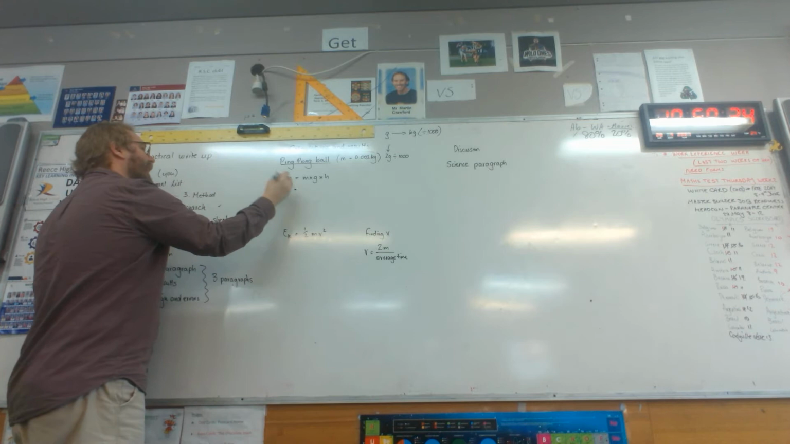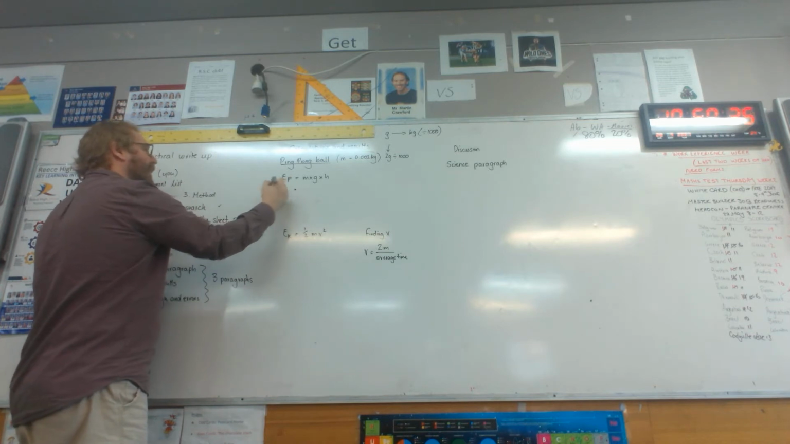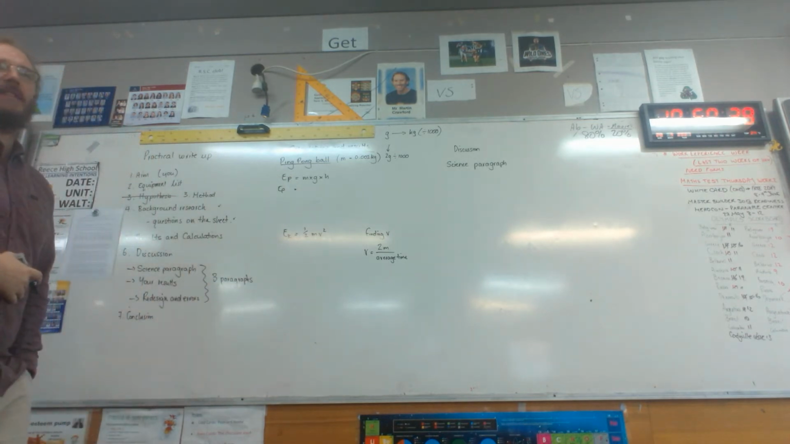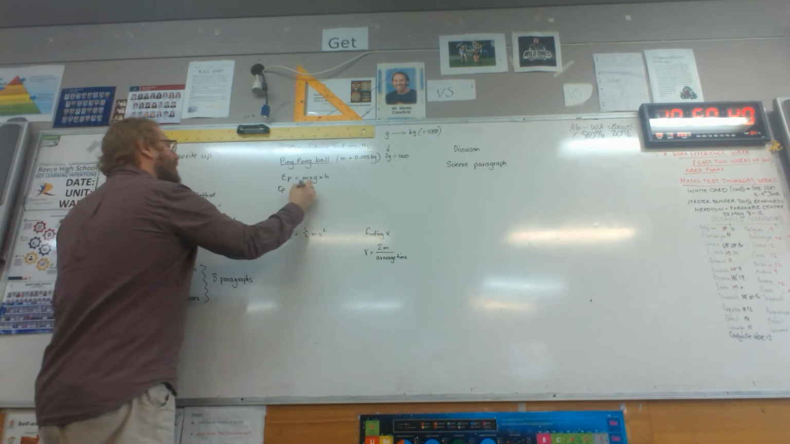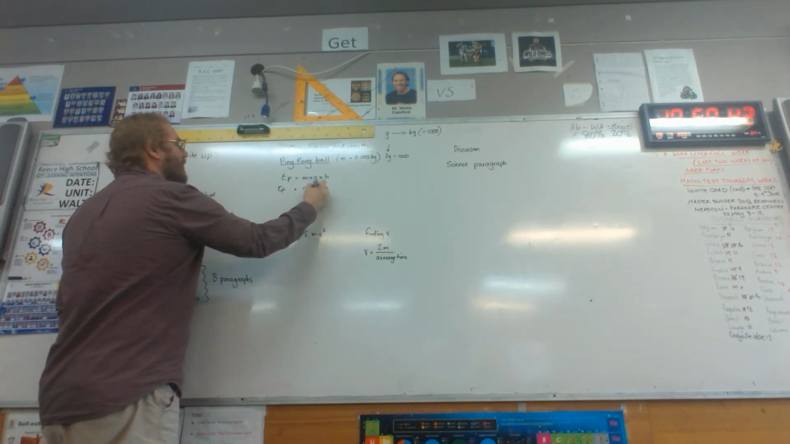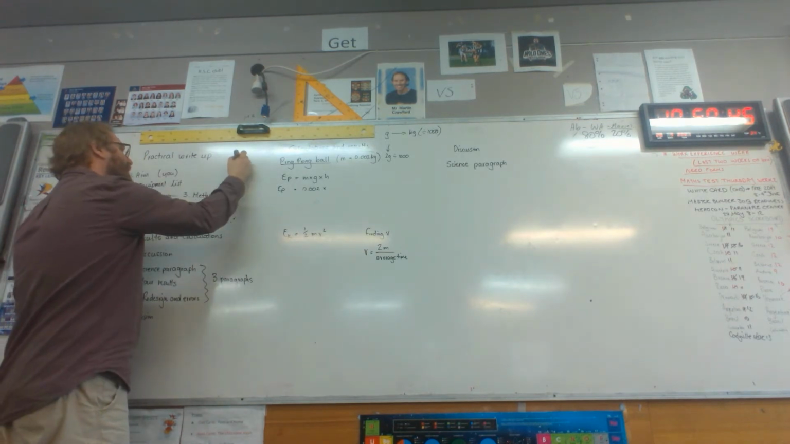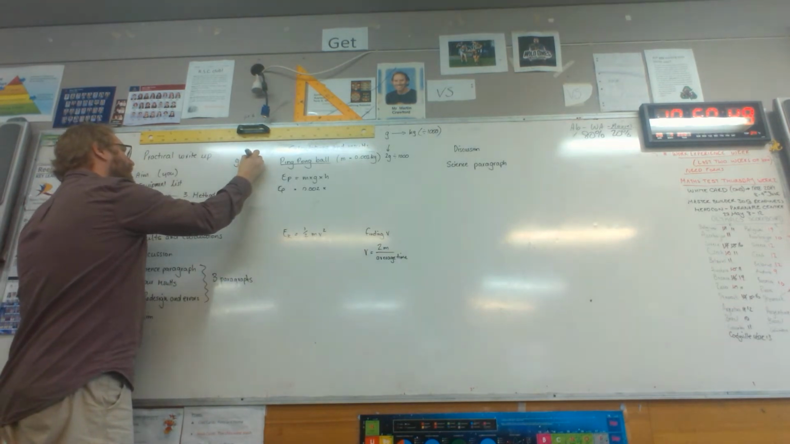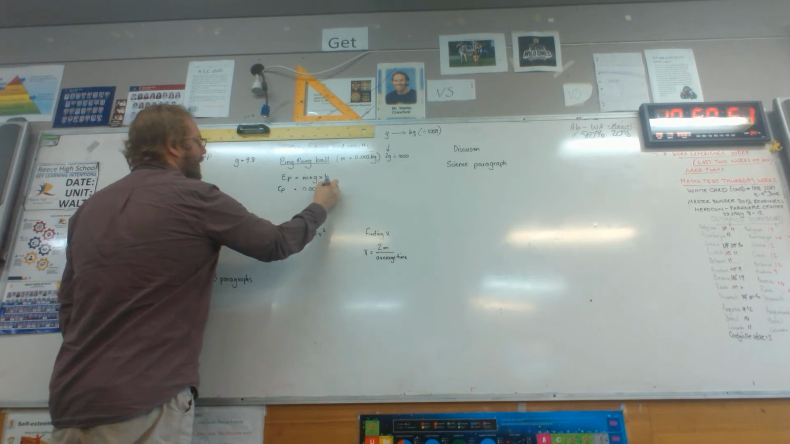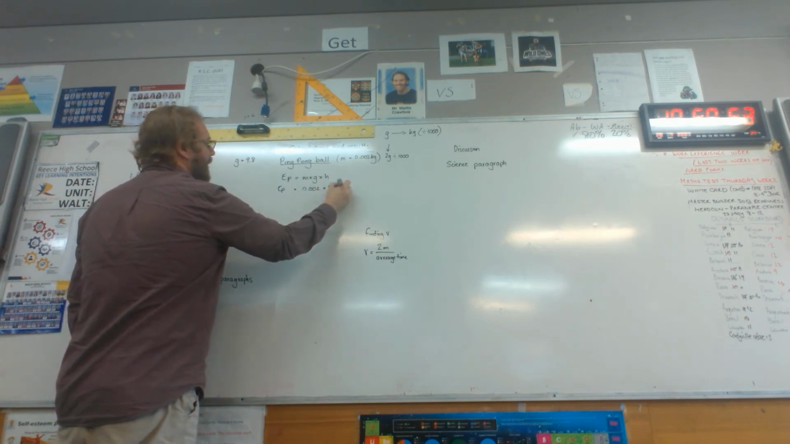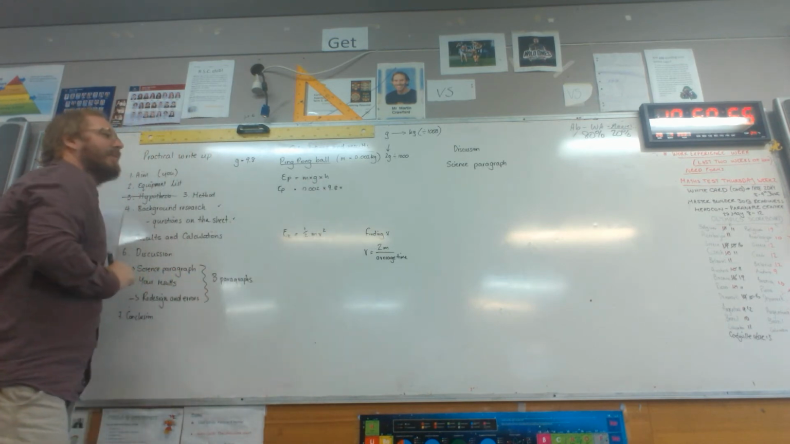So if I want to work out the gravitational potential energy of my ping pong ball, I take my mass, which is 0.002, and then I times it by G. What is G? 9.8. Excellent. So we times it by 9.8, and then we times it by the height of our ramp.